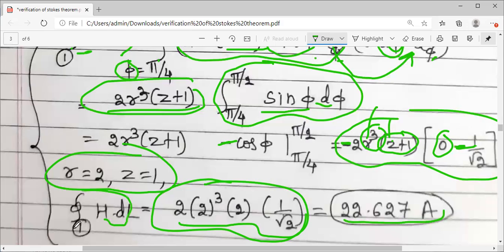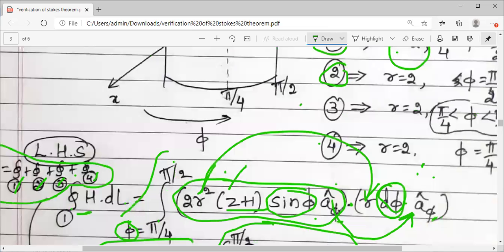As I said, this is your Ampere's law, which is equal to I, so it is in amperes. The line integral for the first path is this much. Now let us see the second path.